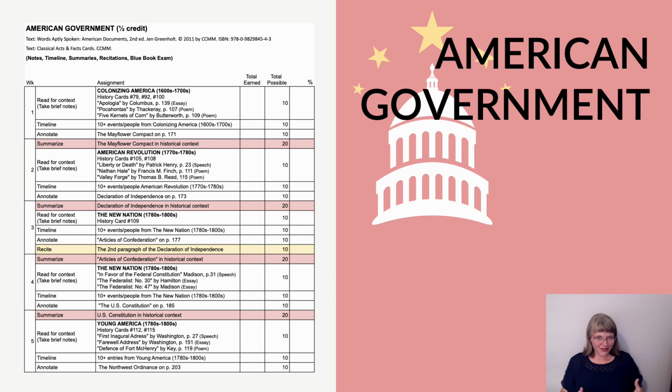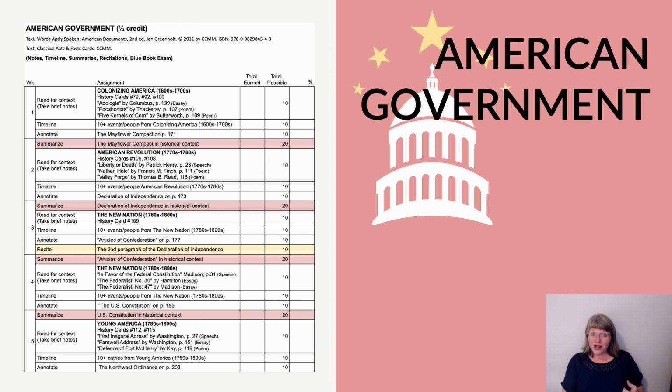So if you're feeling right now like, wow, there are a lot of moving pieces to American government, you're not wrong. There are a lot of moving pieces, but there's also a rhythm. And as you get into that rhythm, it'll start to make a lot more sense. So how do we assess American government? In my home, we are assessing the notes in the timeline, the summaries, the recitations, and the Blue Book exam.